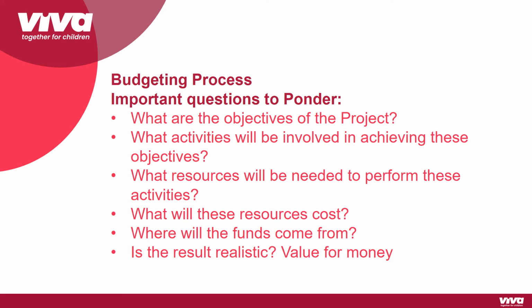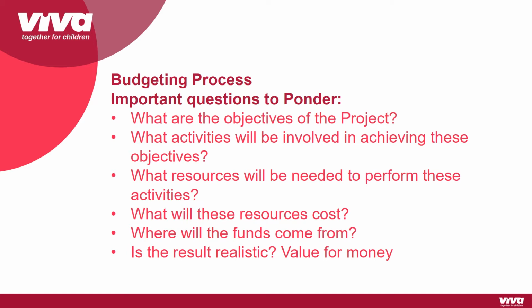The first question is, what are the objectives of the project? Usually we get the objectives from the concept or proposal already in place. The second question is, what activities will be involved in achieving these objectives? You'll also find the different activities or details in the concept already written.